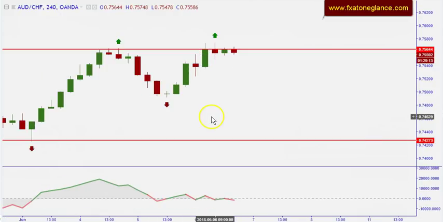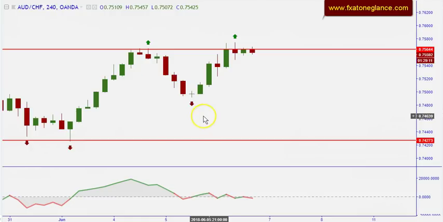Therefore I'm also showing a divergence, okay? I'm showing a bearish divergence in this 4-hour time frame. So if we look at that, let me mark that divergence.